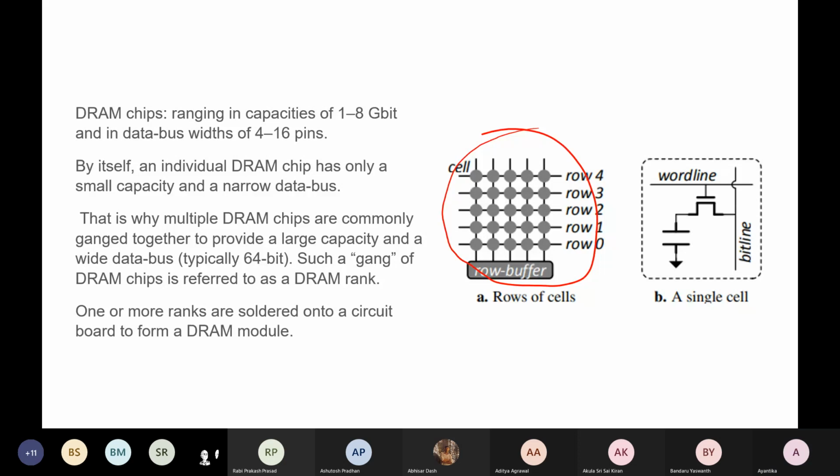So what is the arrangement? Maybe if we draw a clear picture like this.